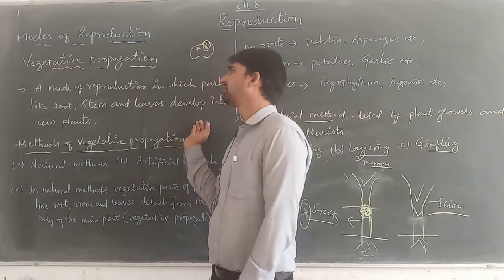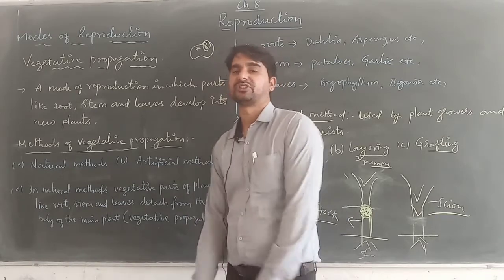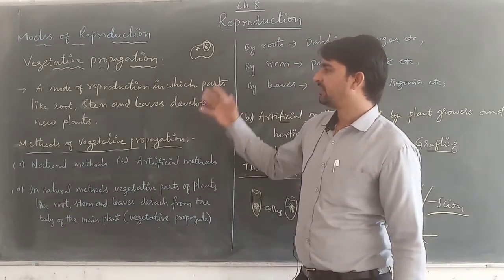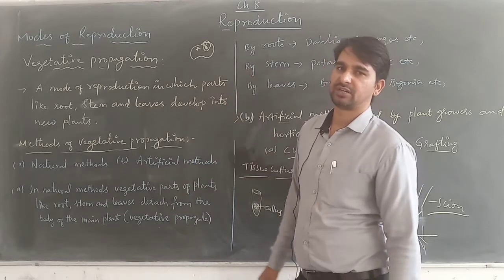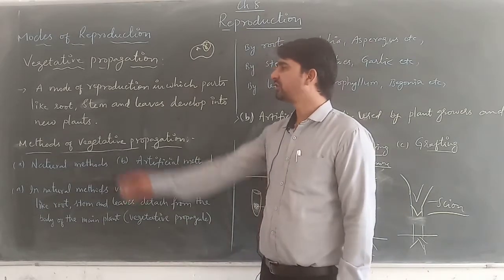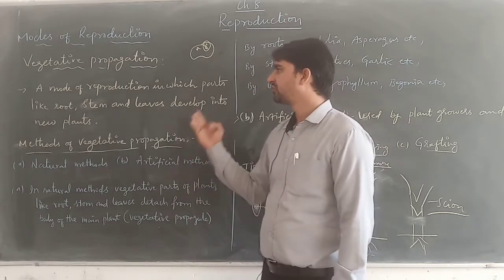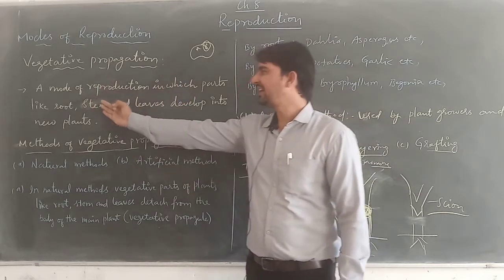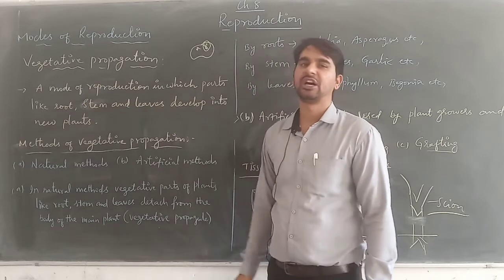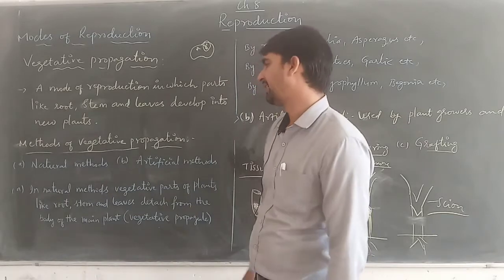Now, in today's video session, we will be discussing the next mode of reproduction, that is vegetative propagation. Now, what is vegetative propagation? Here the plants use their vegetative parts like roots, stem or leaves to propagate or to generate new individuals or new offspring. So vegetative propagation can be defined as a mode of reproduction where vegetative parts like roots, stem and leaves are used by the plants to develop new individuals or new plants.